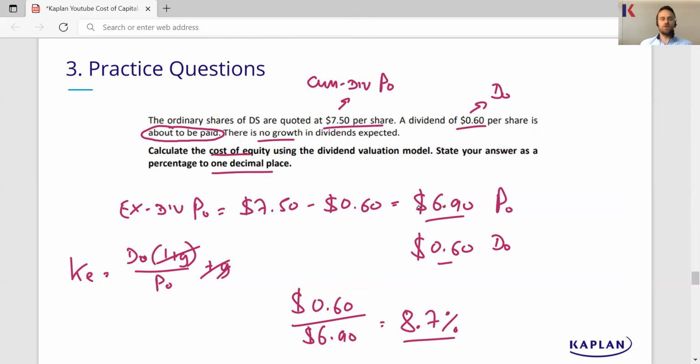Okay, so just to show you that one with the little trick around the dividend about to be paid, the whole cum div thing, you just got to watch out for that. As I say, they do love these little tricks just to make sure you really understand it. So just be careful with that. Okay, so that's our first question.